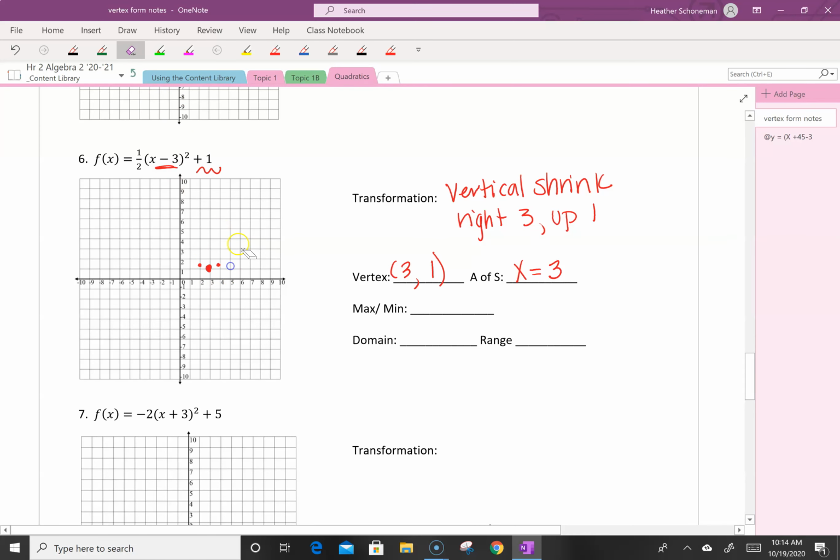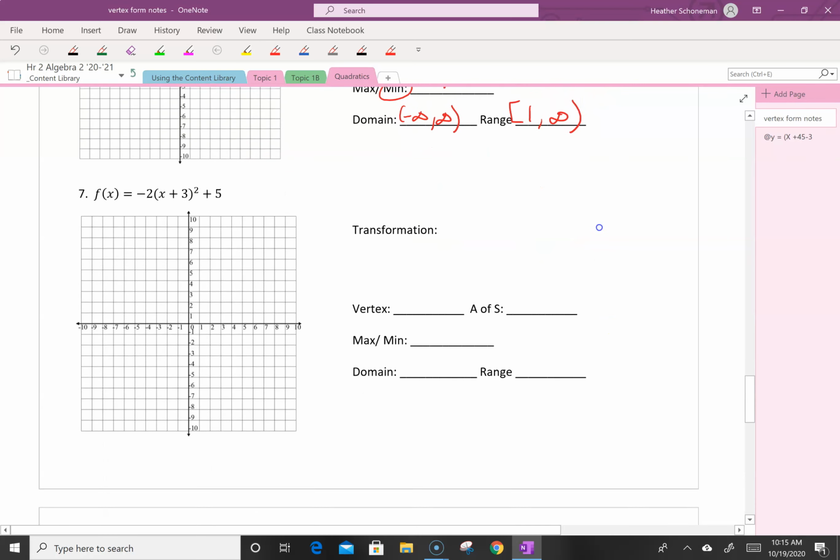Oops, I didn't go up 2. Okay, so I'm going to go over 2 and up 2 from the vertex, and now it's wider, a little bit fatter, and it's pulling it closer to the x-axis. This is a minimum, and it's a minimum at 1. The domain is -infinity to infinity, and the range is 1 to infinity.